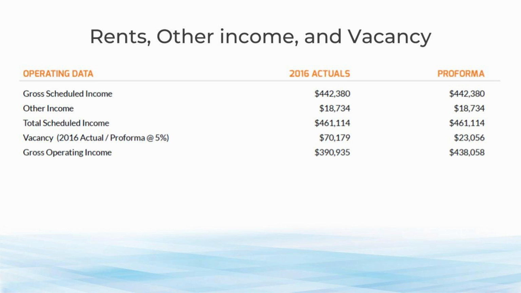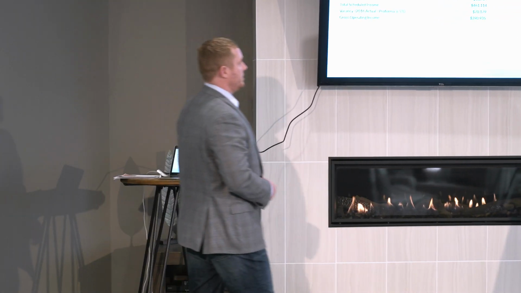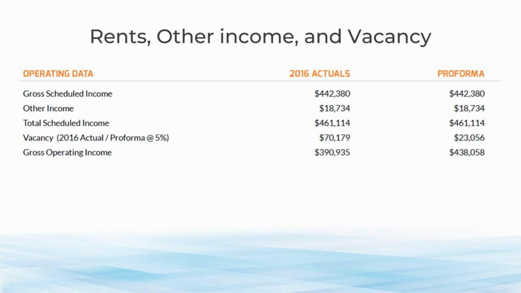And then they've got this vacancy line, 2016 actual. They've got $70,000 in actual vacancy in 2016. And then when they do the pro forma, they say, well, we're just going to put 5% vacancy for the performance. That's $23,000. That tells me that the actual vacancy is in that 14, 15% range, and alarm bells are going off, right? Maybe that's the vacancy rate in town, but that's a lot of vacancy.